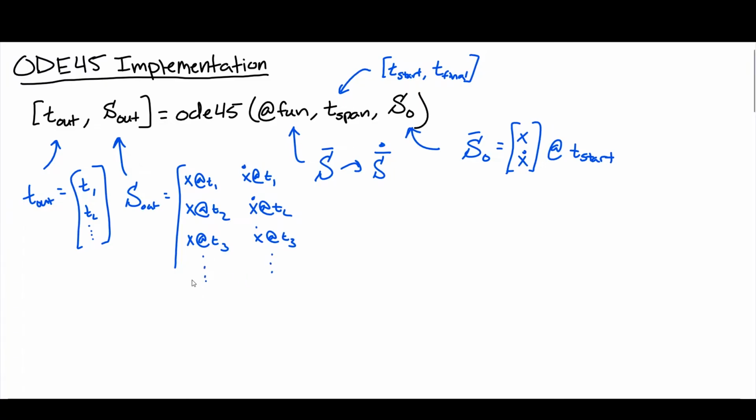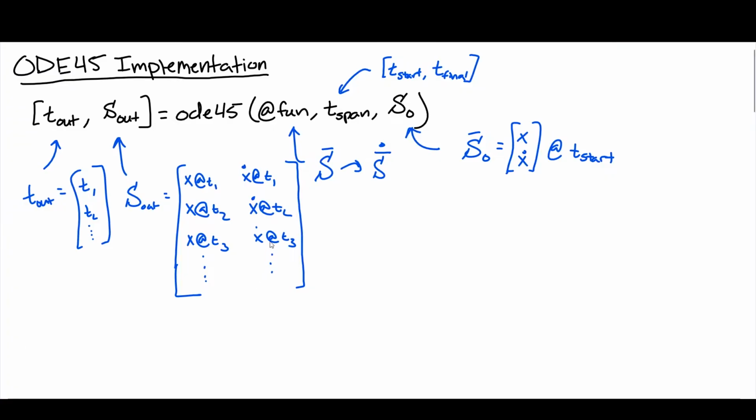So this is a matrix that is the same length as t out, and each row corresponds to a different time step, where each column corresponds to a different state variable. And the order of those columns is the same order as our state variable vector. So you'd have x and x dot. So this first column is all x, second column is all x dot.